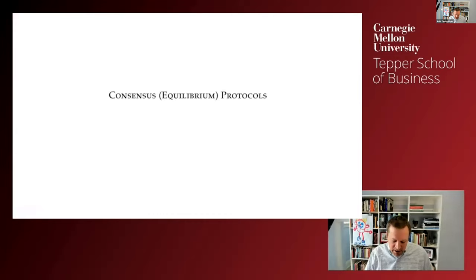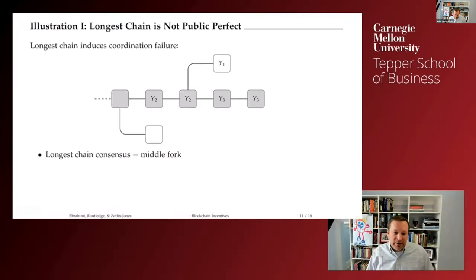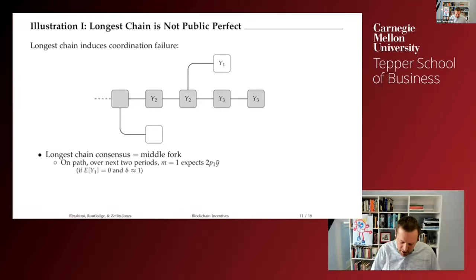So let me start with: why is the longest chain, Bitcoin's proposal, that everyone should append blocks at the end of the ledger, find the longest chain and add blocks there, not a public perfect equilibrium? This is a graph that's intended to illustrate that. Here's a graph now in our language that has just one transaction in each block. Think of that as the mining reward, if you want. What's the longest chain? It's the middle path through this graph, okay?